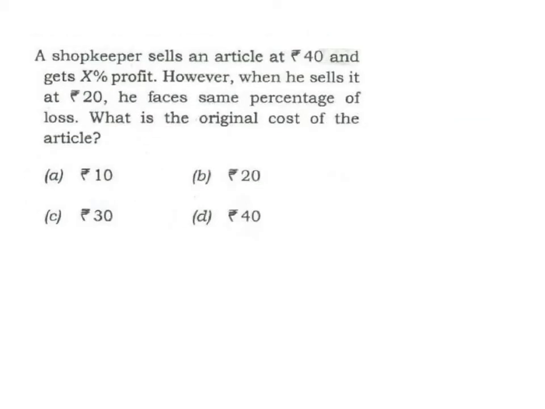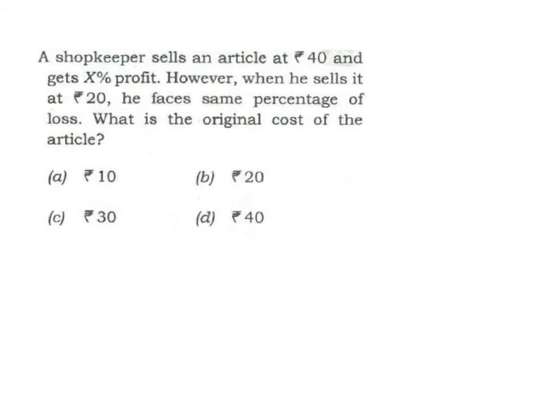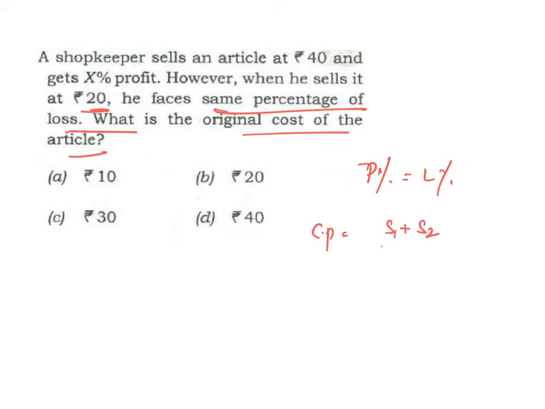A shopkeeper sells an article at 40 rupees and gets X% profit. However, when he sells it at 20 rupees, he faces the same percentage of loss. What is the original cost of the article? So when two selling prices are given and he says profit percentage is the same as loss percentage, simply the cost price is selling price 1 plus selling price 2 by 2. The average of the two selling prices, 40 plus 20 by 2, that is 30 rupees.